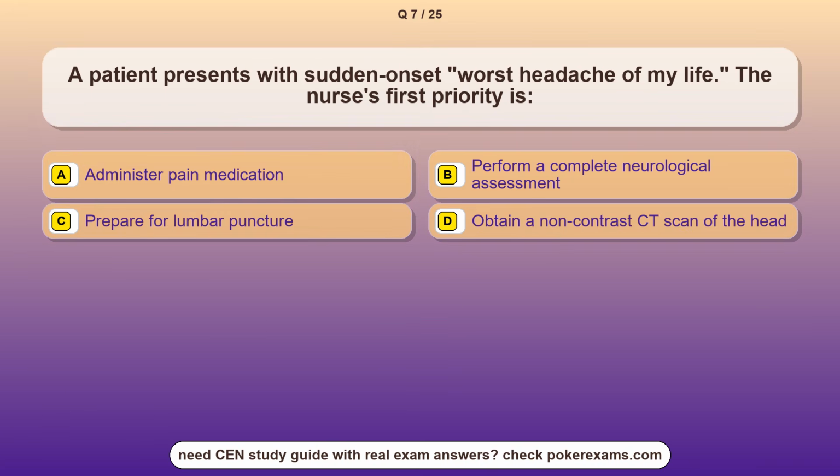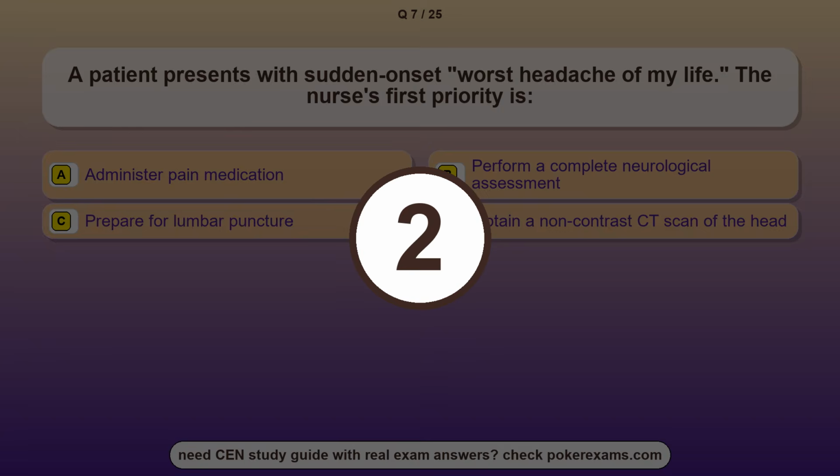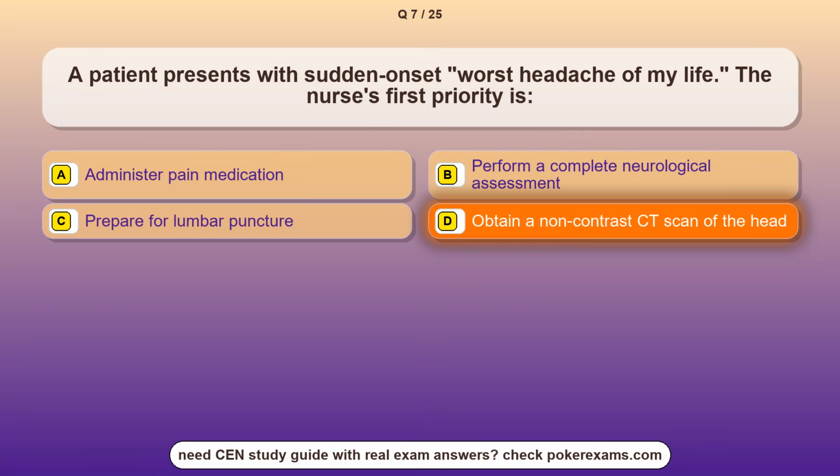Question 7. A patient presents with sudden-onset worst headache of my life. The nurse's first priority is Option A, administer pain medication. Option B, perform a complete neurological assessment. Option C, prepare for lumbar puncture. Option D, obtain a non-contrast CT scan of the head. The correct answer is option D, obtain a non-contrast CT scan of the head.